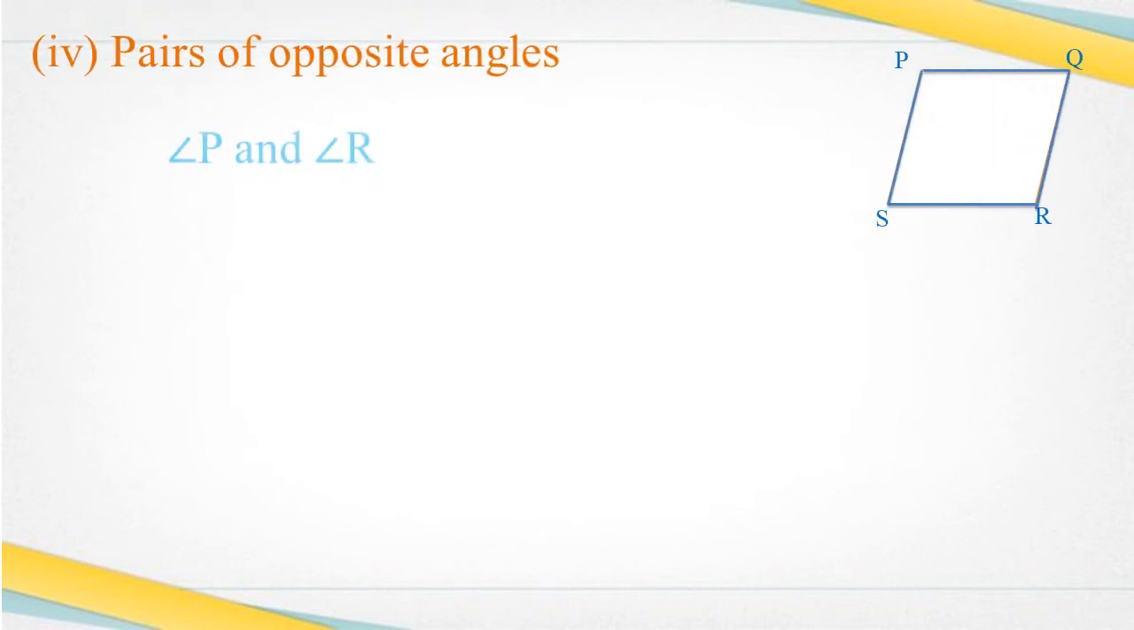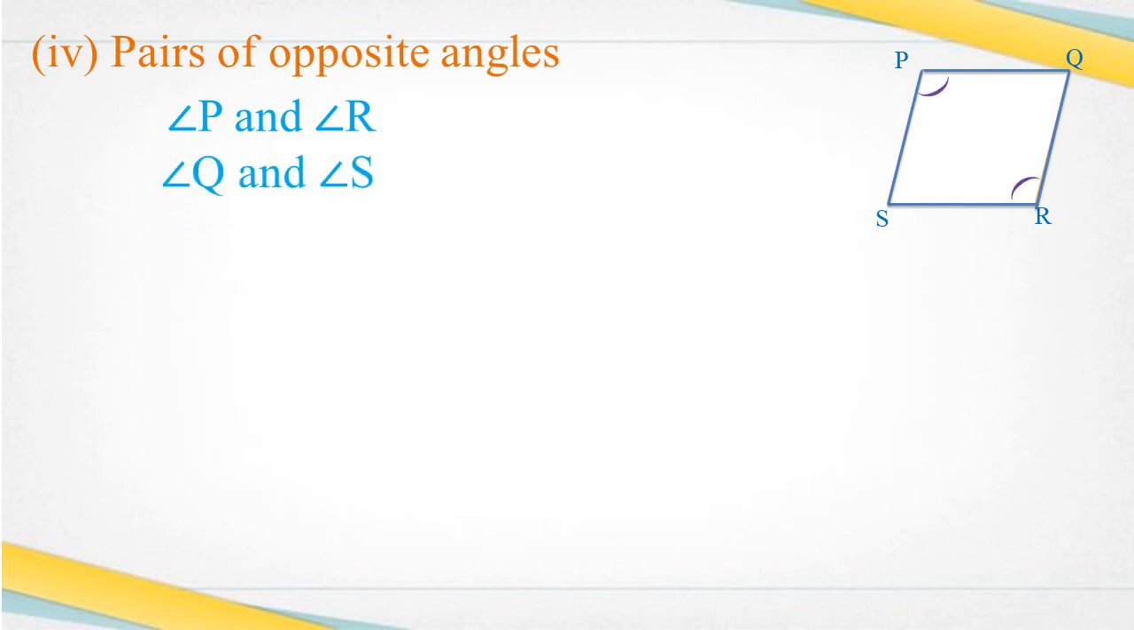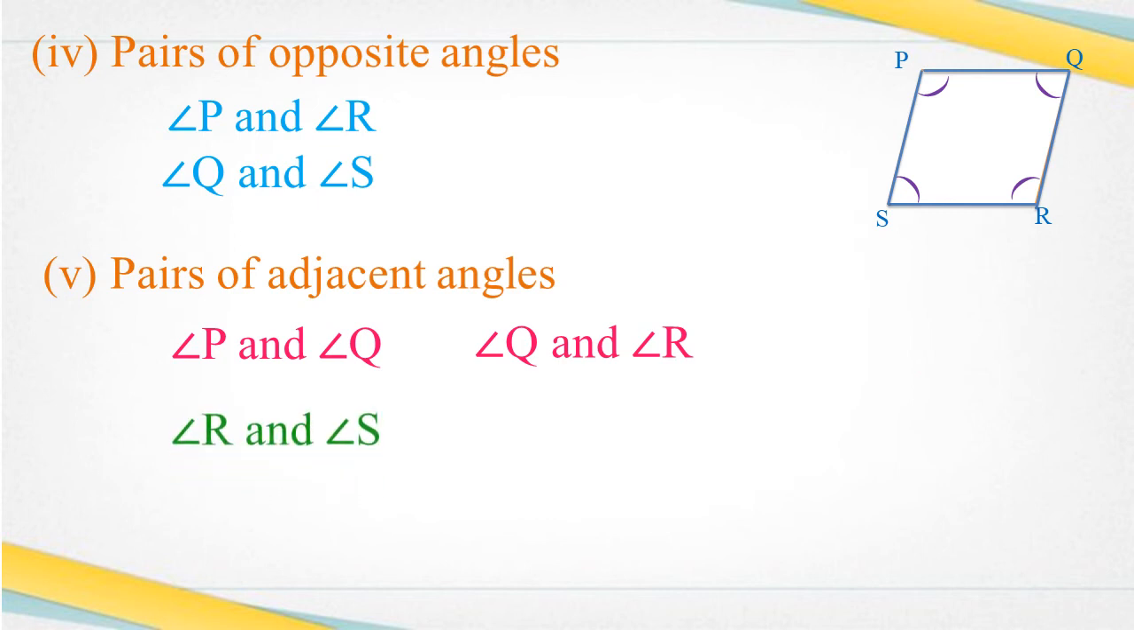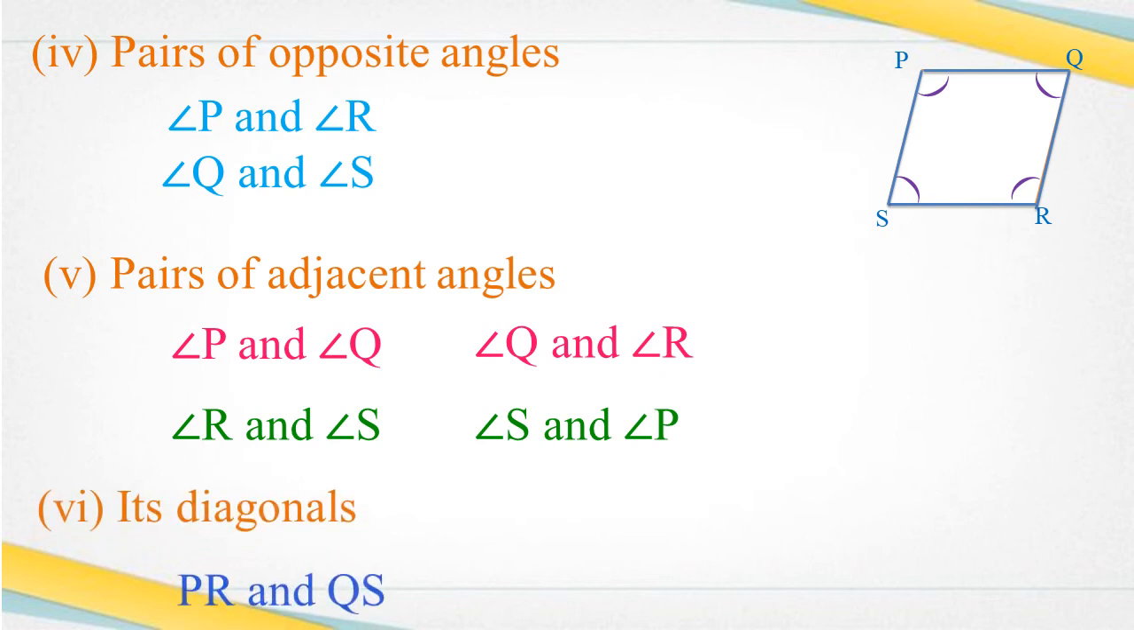Pairs of opposite angles are angle P and angle R, angle Q and angle S. There are two pairs of opposite angles. Then pairs of adjacent angles are angle P and angle Q, angle Q and angle R, angle R and angle S, angle S and angle P. There are four pairs of adjacent angles. Its diagonals are PR and QS. That is two diagonals.